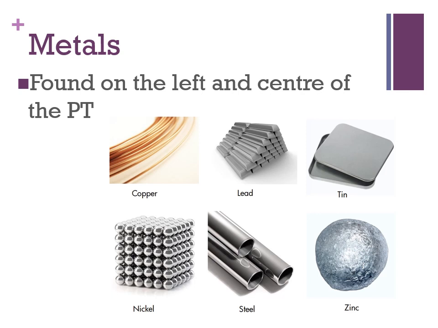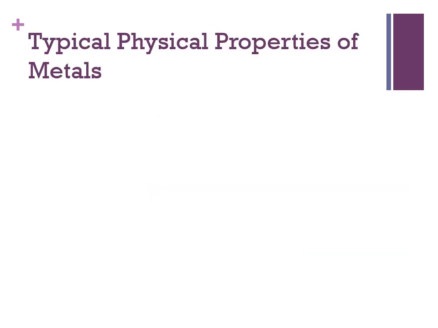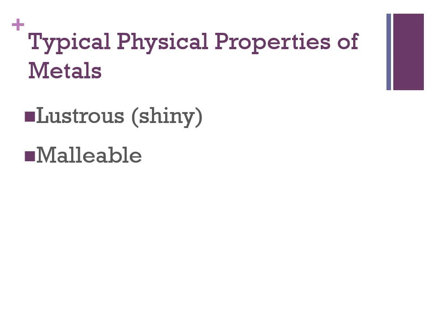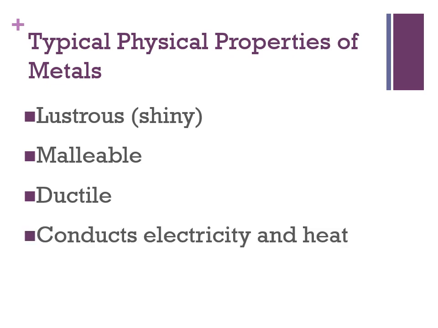Metals are found on the left and center of the periodic table. Metals can include copper, lead, tin, nickel, zinc, and steel. Steel is actually an alloy made of different metals. Some typical physical properties of metals are that they are lustrous or shiny. They are malleable, so we can fold them and hammer them, shape them. They are ductile, we can pull them into wires. And they conduct electricity and heat.